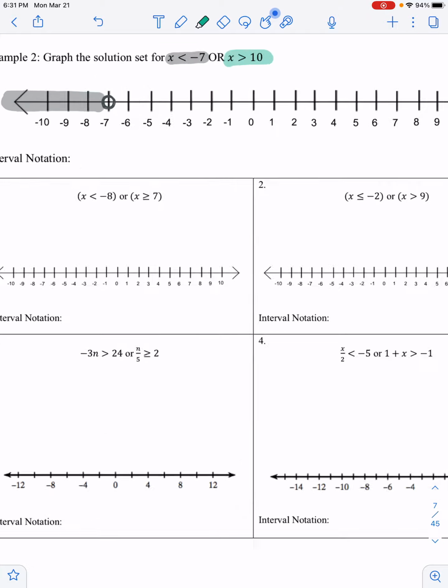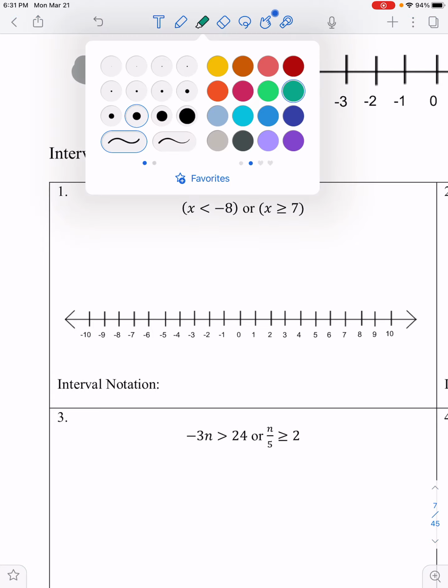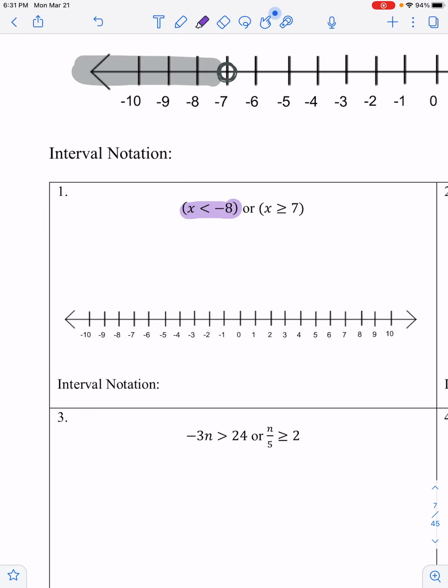Let's go ahead and try number 1 before we do interval notation, just so we get the hang of it. Again, it's an or statement, so we should be shading away from each other. So x is less than -8. I'm going to have an open circle at -8, and we are shading less than, so we're shading towards the left side. Or x is greater than or equal to 7. So that's a closed circle at 7 because we have that or equal to. And if I want greater than, we are shading to the right.